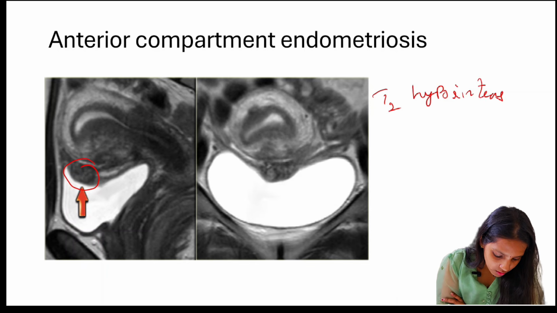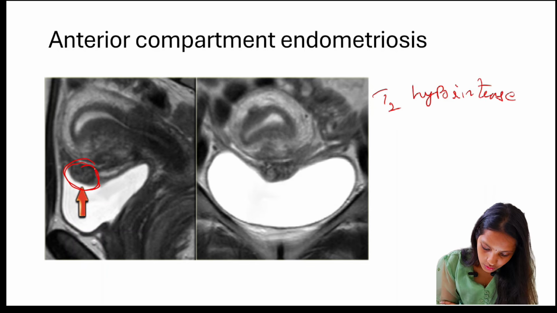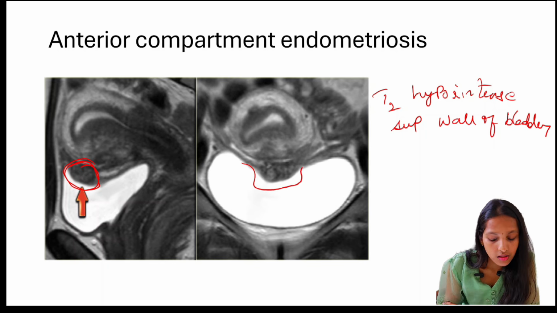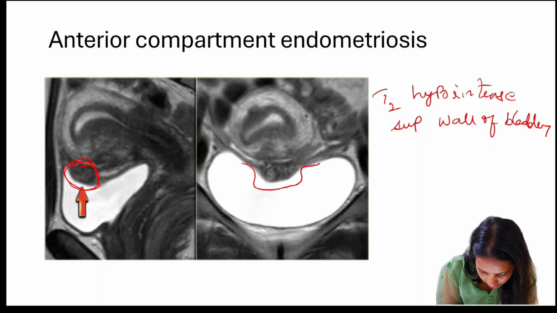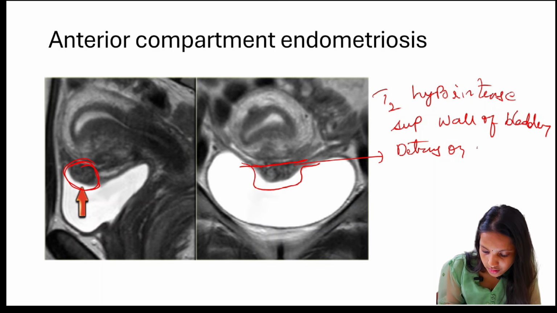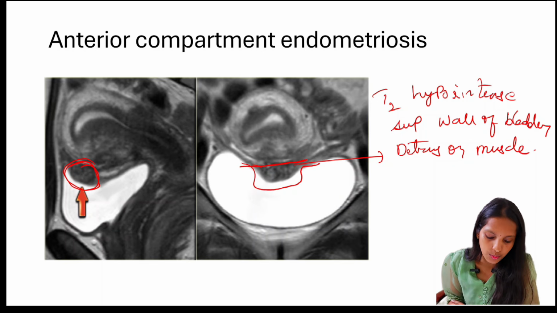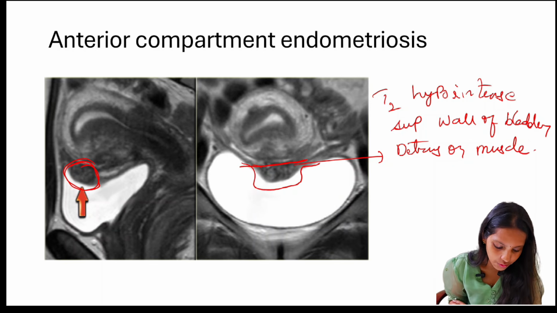involving the anterior or the upper superior wall of the bladder. And there is involvement of the bladder wall surface. So here we can actually see even the detrusor muscle. There is loss of the detrusor muscle hypointensity. That shows the endometriotic deposits are showing smooth muscle proliferation with the involvement of the bladder wall.